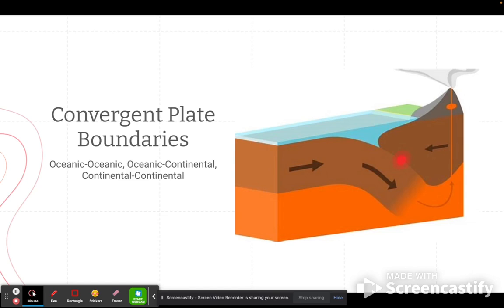We have oceanic, which occurs between two oceanic plates. One of those plates will subduct beneath the other. Normally, the older plate will subduct because of its higher density. We also have oceanic-continental convergent, which occurs where an oceanic plate converges with a continental plate and subducts under it. Finally, continental is when two continental plates push up against each other, creating mountain ranges.